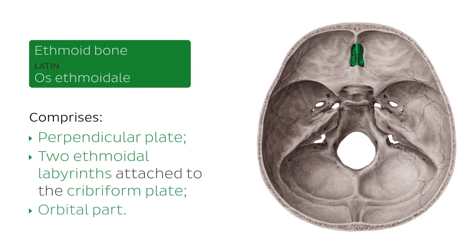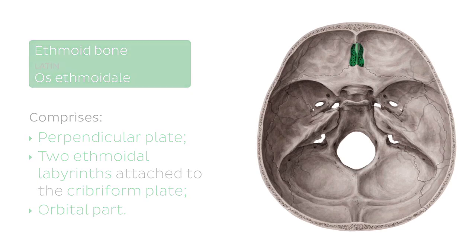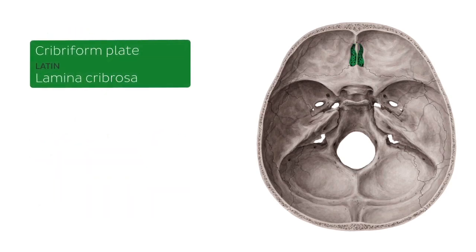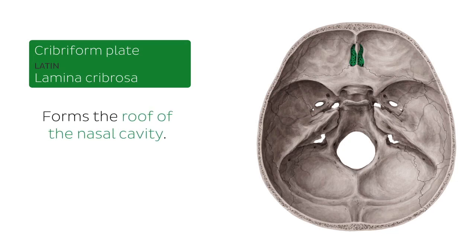One of the structures that we can see here, and we're going to be highlighting, that belongs to the ethmoid bone, is the cribriform plate. It lies within the ethmoidal notch of the frontal bone, and the cribriform plate forms the roof of the nasal cavity. It has many openings through which olfactory fibers from the nasal cavity pass through to the anterior cranial fossa. Now, the word cribriform in Latin means perforated.